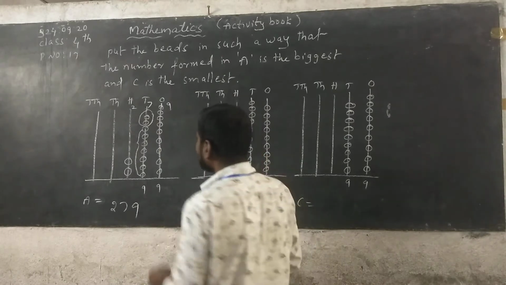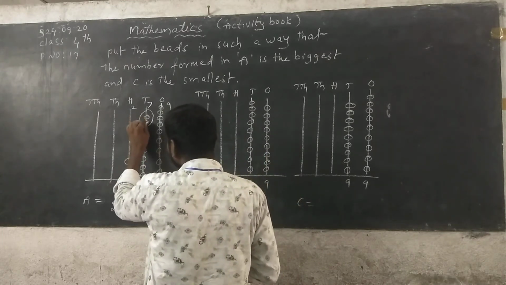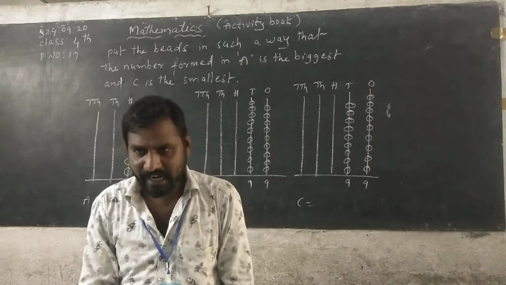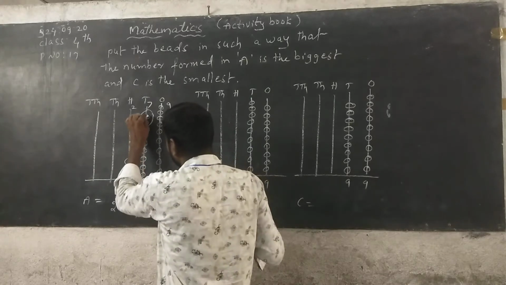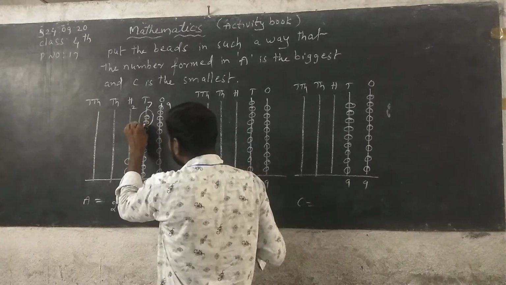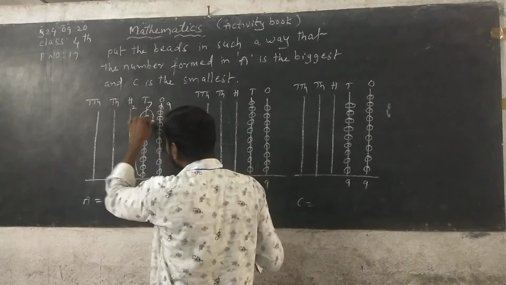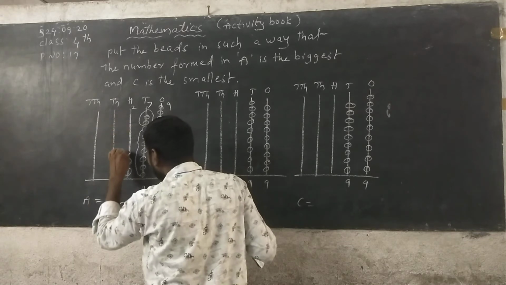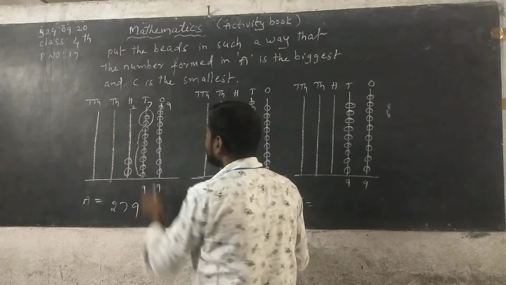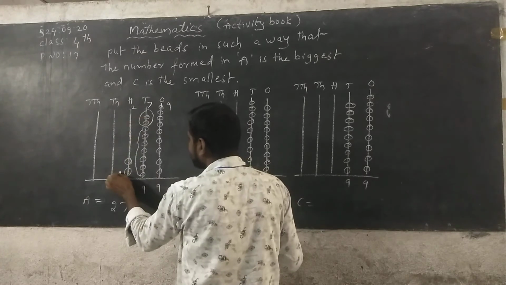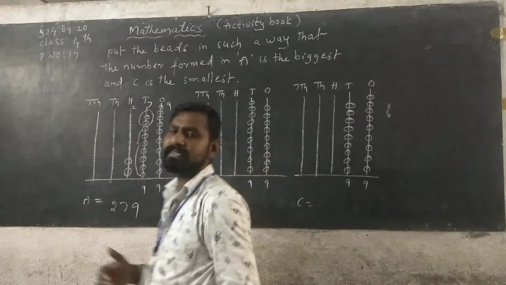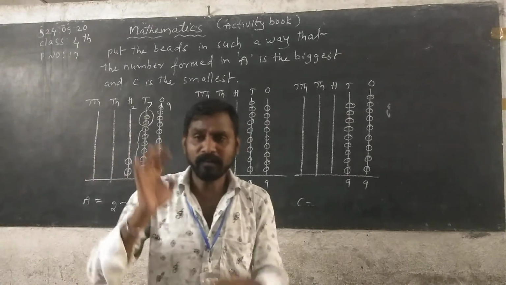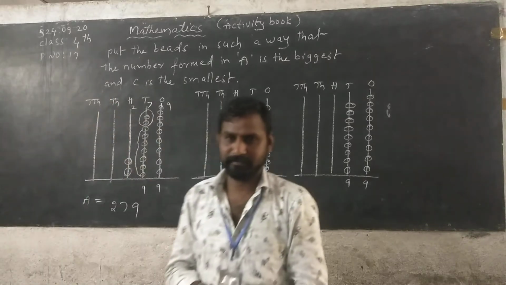Then you can take 2 beads from tens place to hundreds place. Did you understand? 2 beads, taking from, shift from tens place to hundreds place. Then here in hundreds place you can keep 2 beads. Next here, 2 beads taken from this side. Now here how many beads are there? How many beads are left here? 7 beads left here.